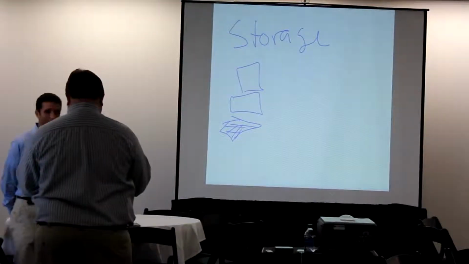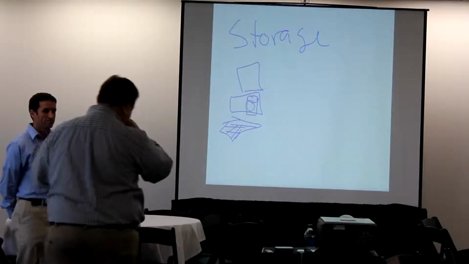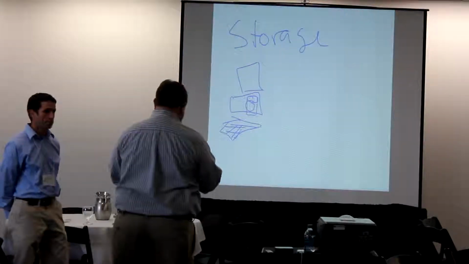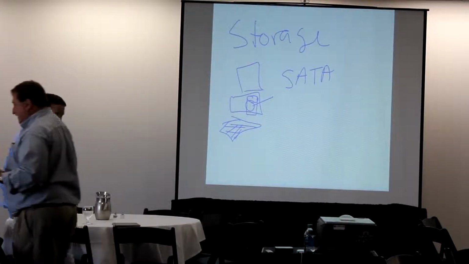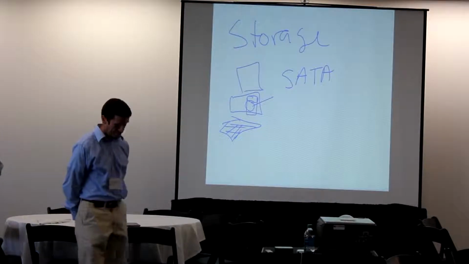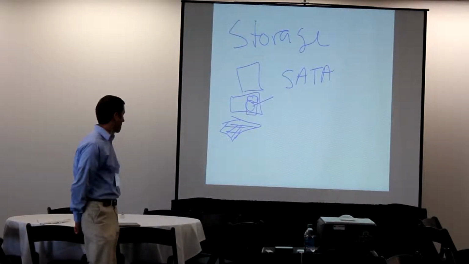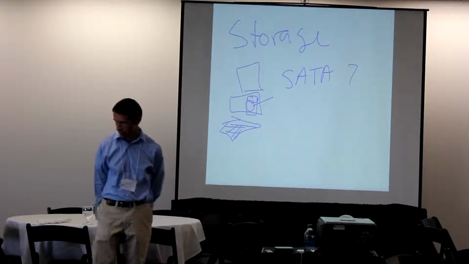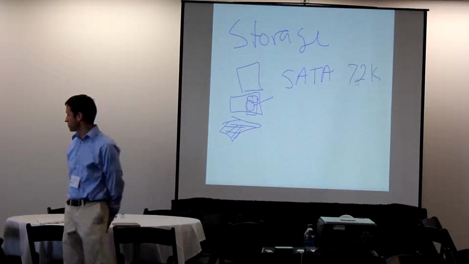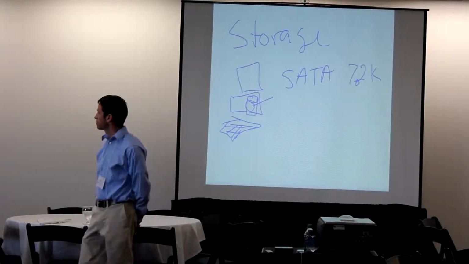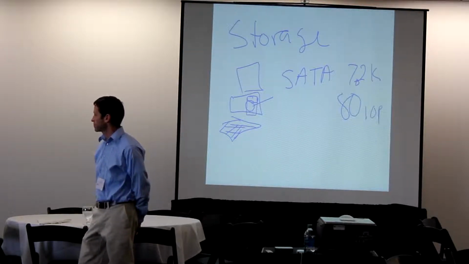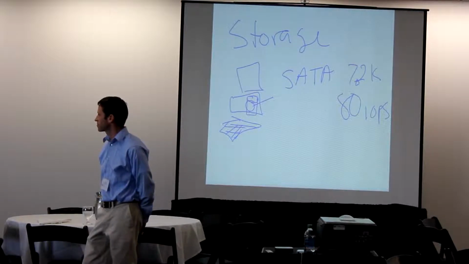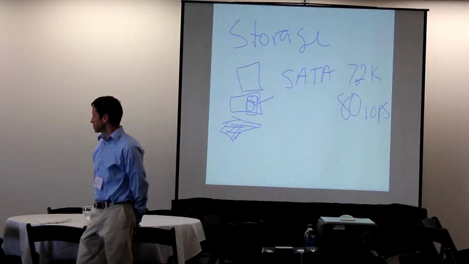And you have a hard drive on your desktop, usually a SATA drive these days, 7,200 RPM. That's running 7.2K rotational speed or whatever. Usually you're going to get about 80 IOPS, 80 I/O read-write operations to that drive. That's the most you can get out of a SATA drive.